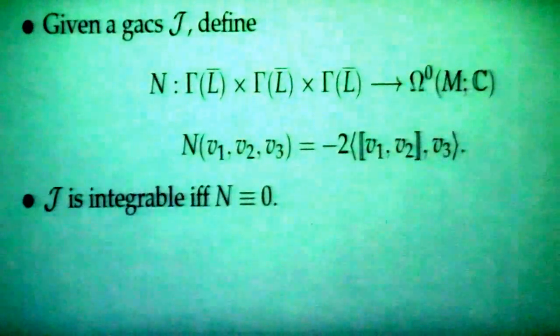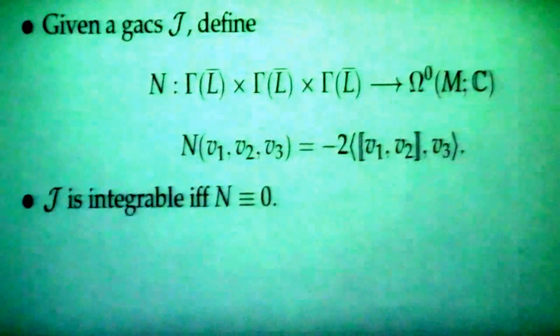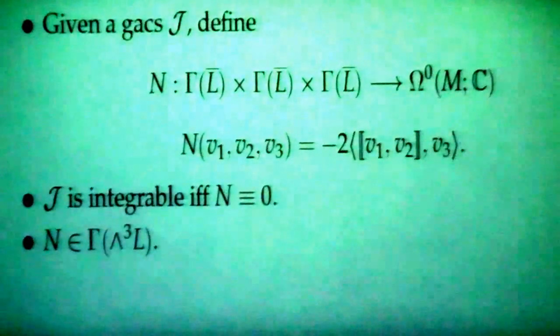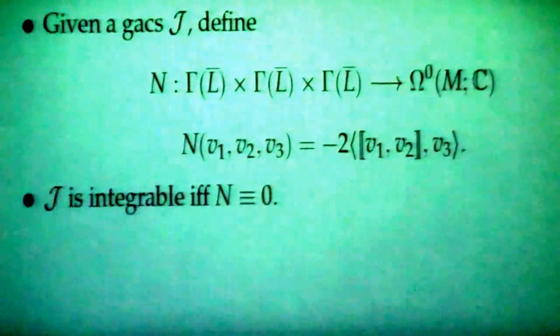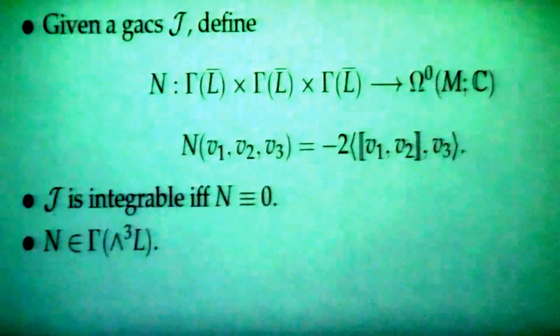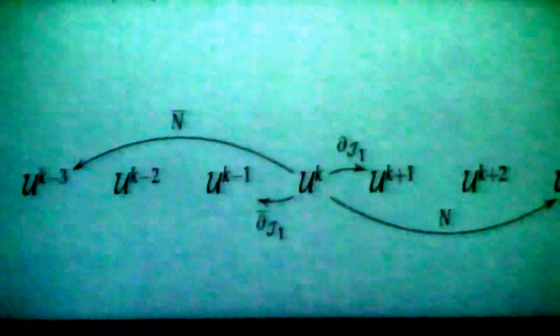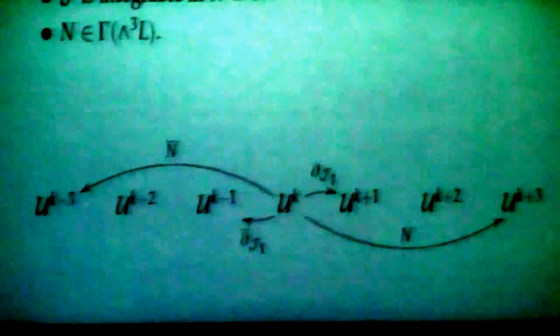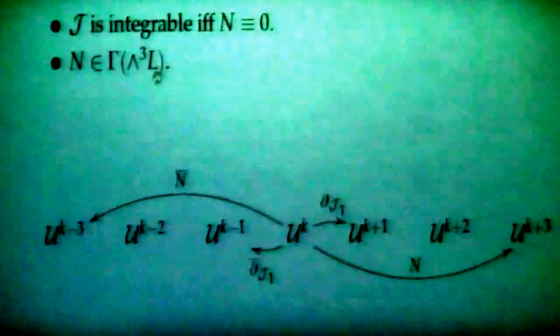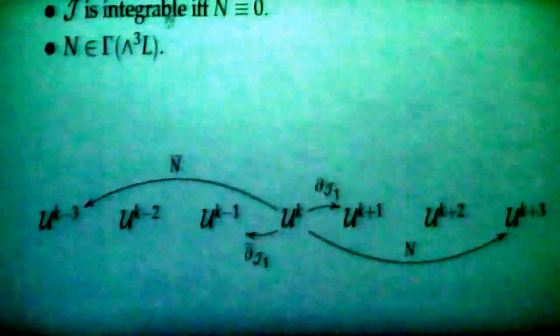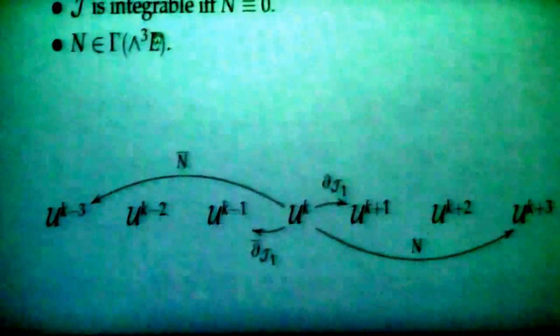But in fact, N itself, just as usual, is not really a differential operator, it really is just a tensor. That's why it's the Nijenhuis tensor, not the Nijenhuis operator. It is in wedge 3 of the dual of L bar, which I'm identifying with L by the natural pairing.